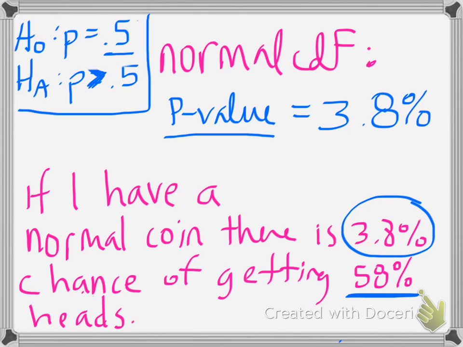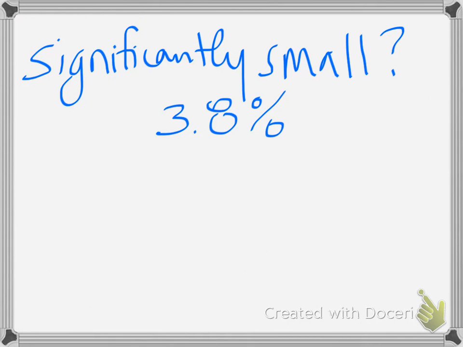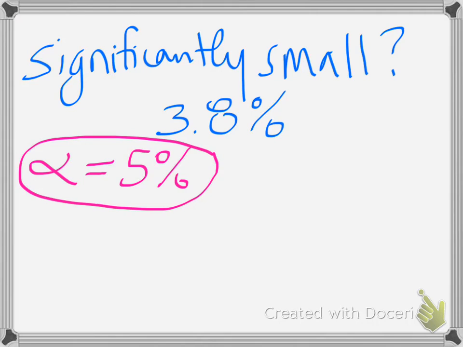Now, is that significantly small? Is that so small that when it happens, I think it's so unlikely to happen that this must not be a real coin? This must be a trick coin. So how do we decide what significantly small is? Well, we call that in statistics alpha. And alpha is the rate that I think is significantly small. It will vary by situation, but typically we say 5%. I think anything smaller than 5%, I just wouldn't really see it happen. And if I did, I'm so surprised that I'm going to question the situation. I'm going to question whether it is a real coin.